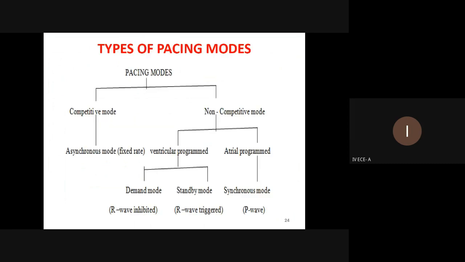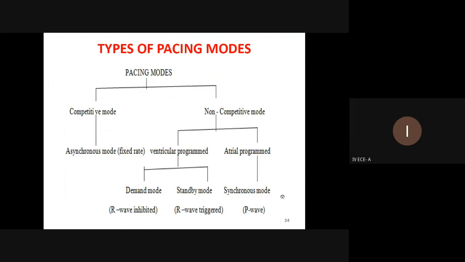Okay, so these are the types of pacing modes: competitive mode and non-competitive mode. In competitive mode, there is the asynchronous mode. In non-competitive mode, there are ventricular programmed and atrial programmed. In ventricular programmed, there are demand mode and standby mode. In atrial programmed, there is synchronous mode.